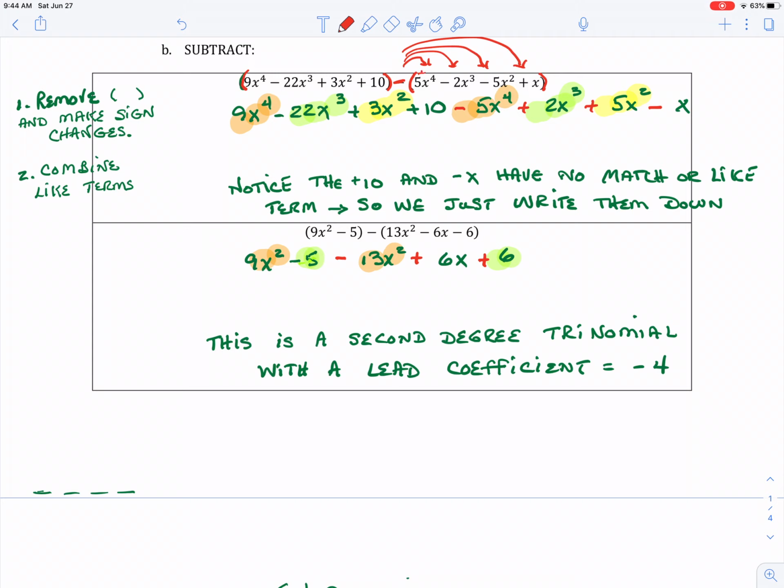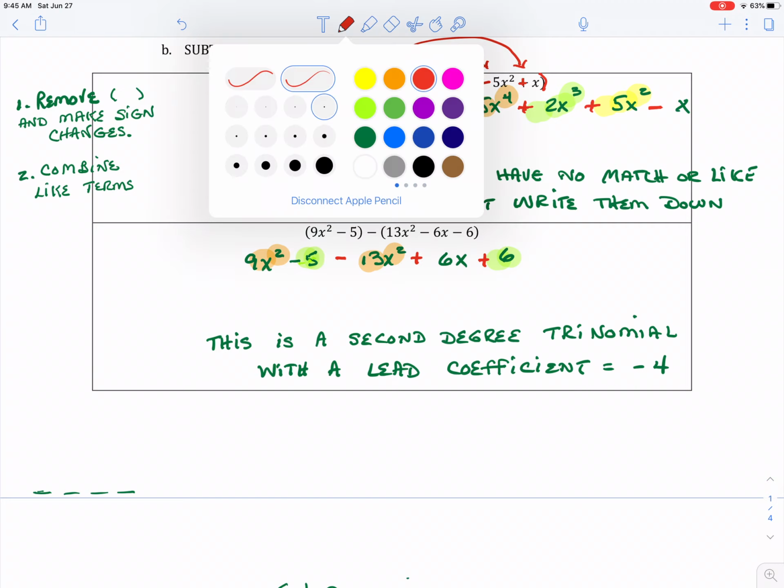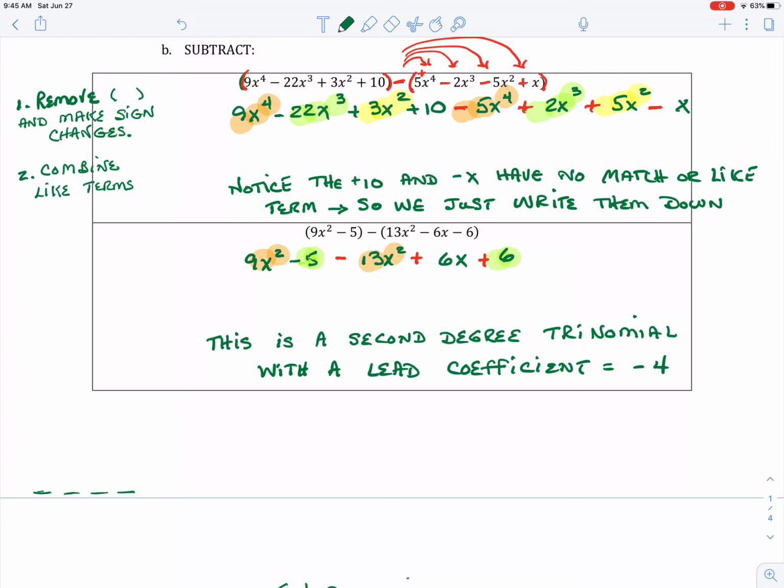What was a positive 5x to the 4th becomes a negative. What was a negative 2x cubed becomes a positive. What was a negative 5x squared becomes a positive. What was a positive x becomes a negative x, and you can see that the parentheses are gone. Right, so again, I'm looking through to combine the things that match up, that have the same variable with the same exponent. And so when I combine these two x to the 4th terms, I get positive 4x to the 4th. Now I'm looking at the x cubed terms to combine those.